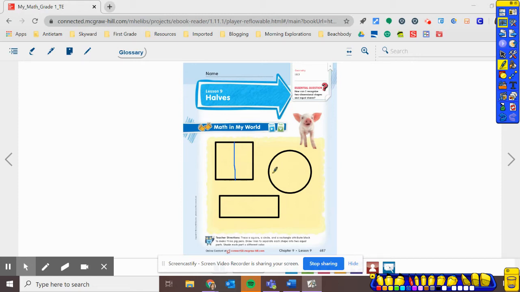Okay, next we're going to come over here to this circle. I could go straight up and down the middle again, but this time I'm going to show you that you can also, in a circle, go side to side. So I'm going to draw my straight line straight across the center, side to side. Do the same thing on your paper, please.